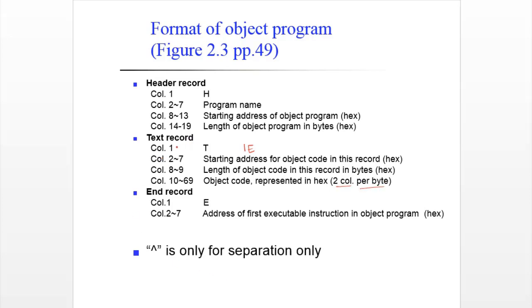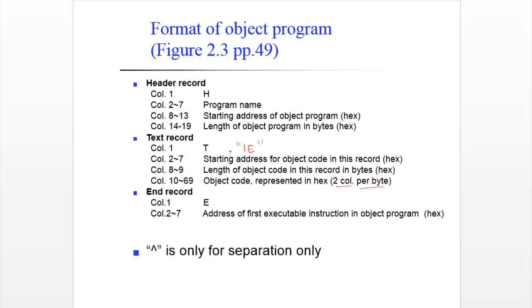I repeat, the text records will start with T, followed by the starting address for this particular record of the object code, followed by the length of the object code in this record, and the maximum length that we can accommodate in one text record is 1E number of bytes. So if you are having a bigger program, then we are going to have multiple text records, each containing 1E bytes. And maybe our last text record may not have 1E bytes, in which case it will be lesser than 1E bytes.